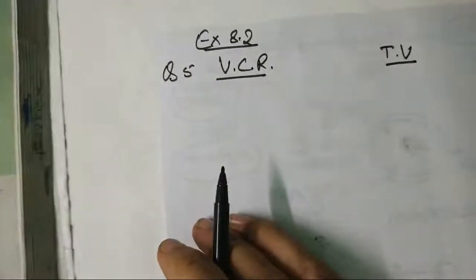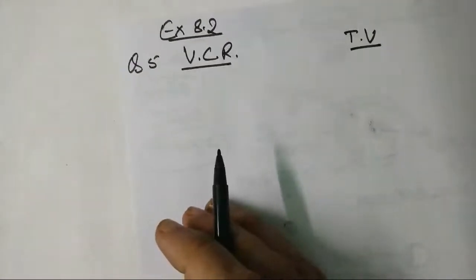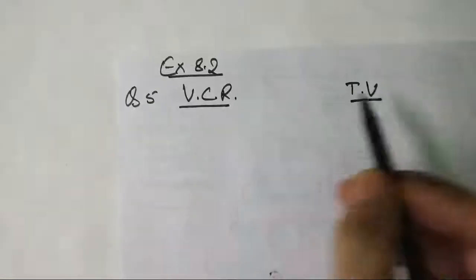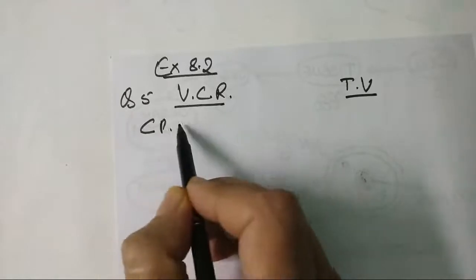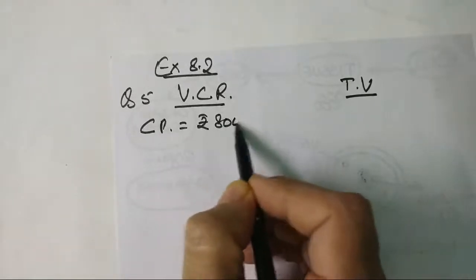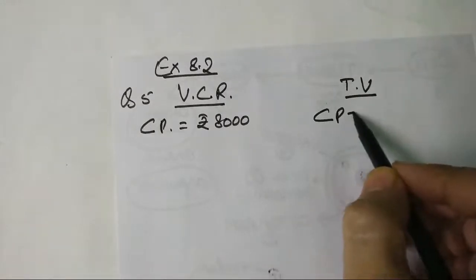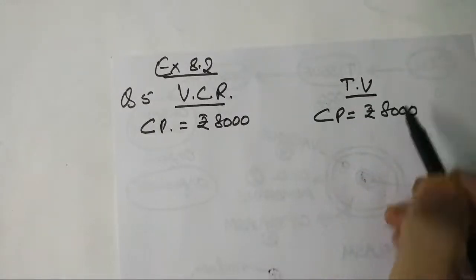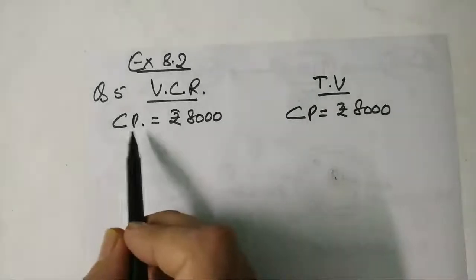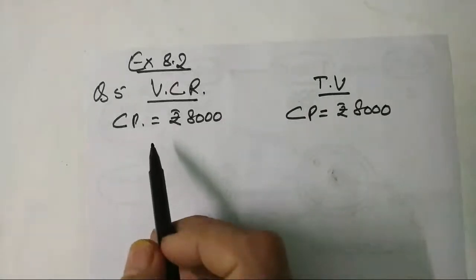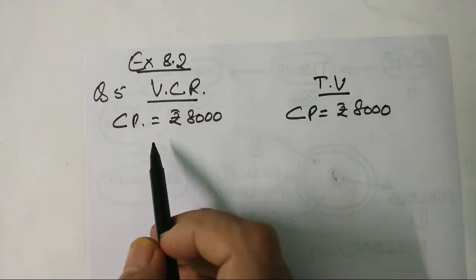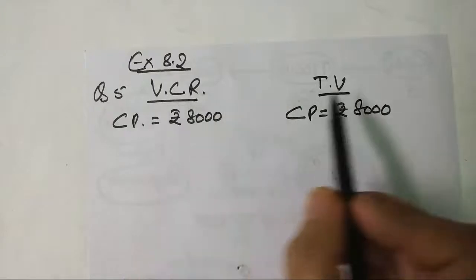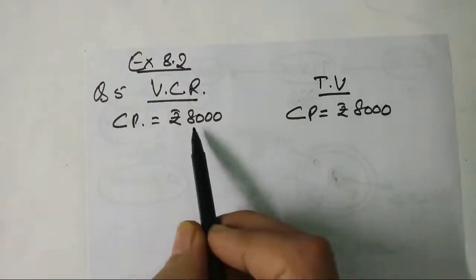Person buys a video cassette recorder and a television. Both were bought for rupees. Cost price is rupees 8,000 and the television cost price is also rupees 8,000. So he is buying two things, both have the same cost price. He has bought a VCR and a television, both for 8,000 rupees.